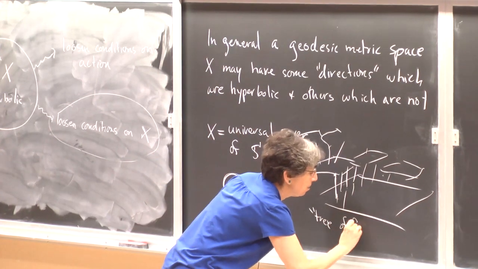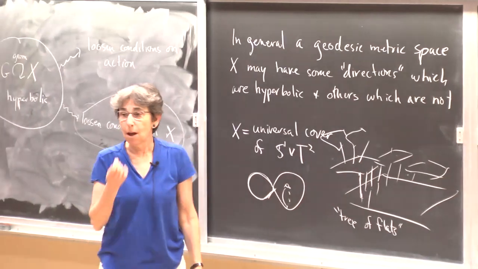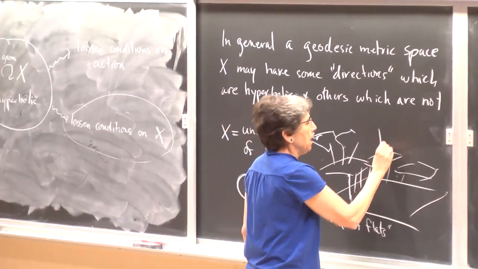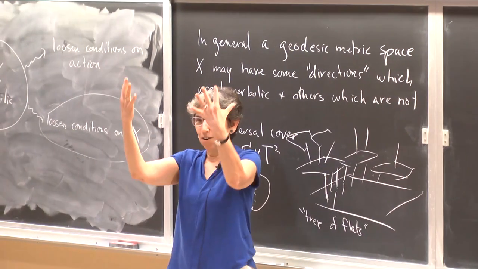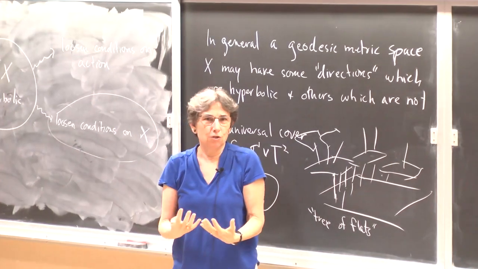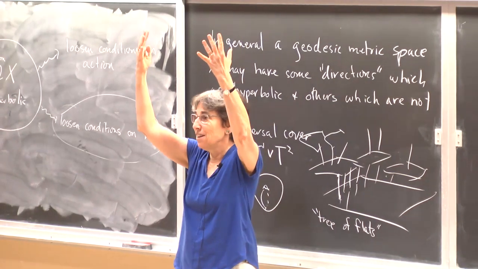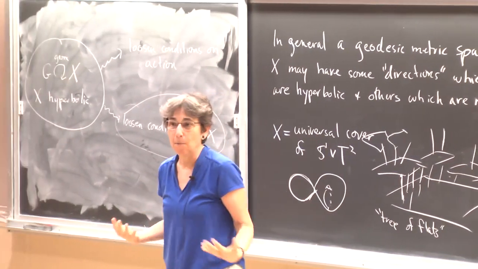We'll come back to this, so keep this one in mind. Or tree of planes, if you like that better. Okay? So my point was here, we looked at this space, and we said, if you travel mostly upward, it has this very tree-like feeling. And if you look at triangles that mostly travel upward and downwards, they're going to be very slim. All right? They're going to behave like hyperbolic things.